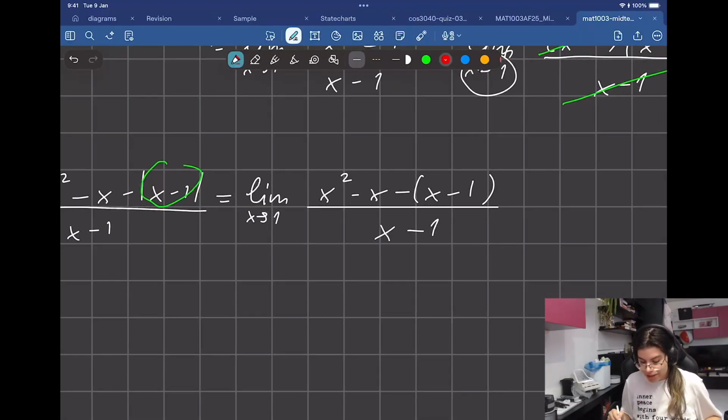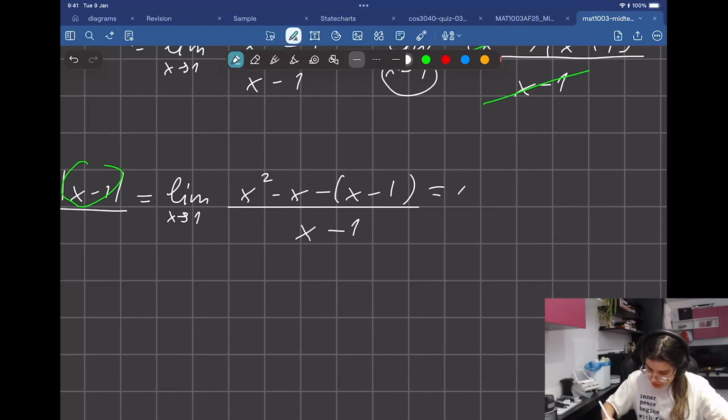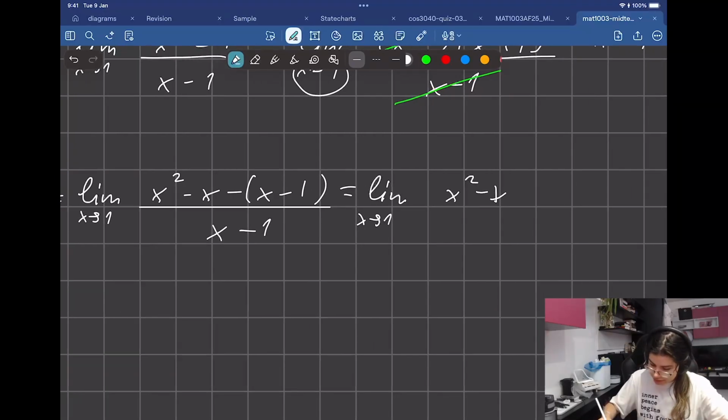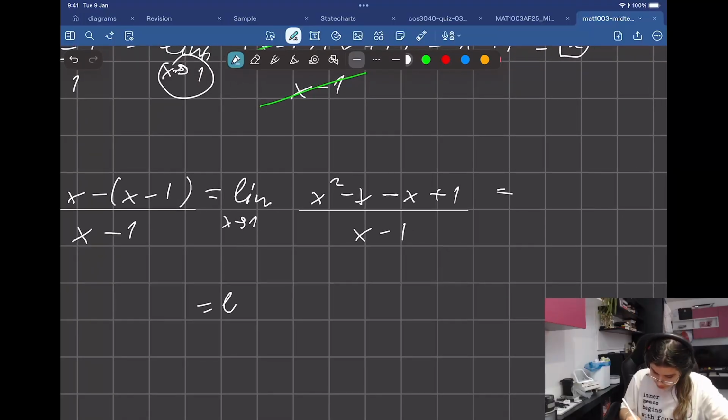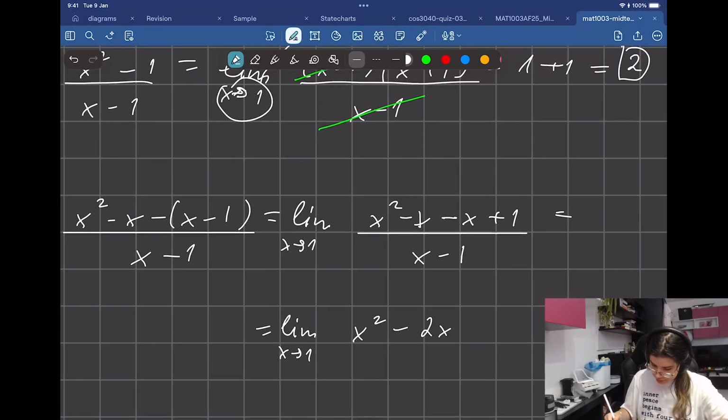You might be inclined to just cancel things out. But as I told you in one of the previous tutorials, you're not allowed to cancel things out if you have subtraction or addition. You're only allowed to do it if you have multiplication. In this case, we cannot do this, so I'll just keep going. And now I have limit as x approaches 1 of x squared minus x. I'll just expand the bracket, so this is going to be minus x plus 1 over x minus 1. So this is limit as x approaches 1 of x squared minus 2x plus 1 over x minus 1.